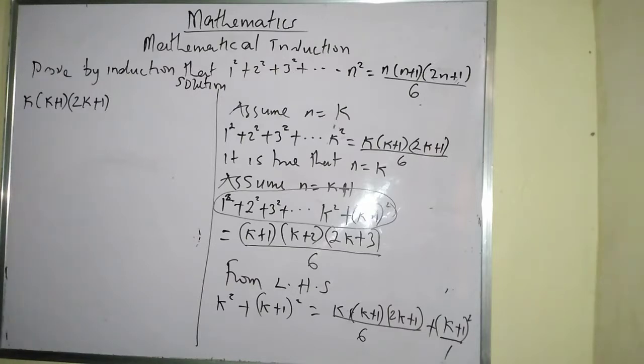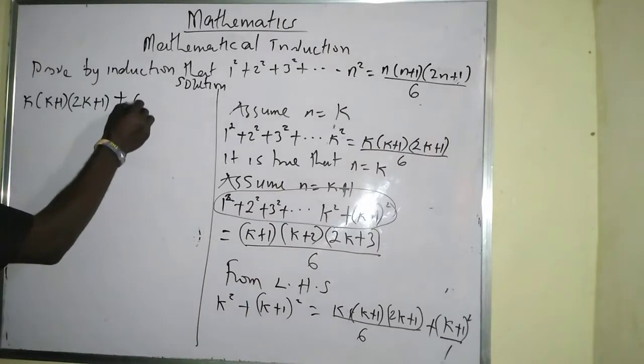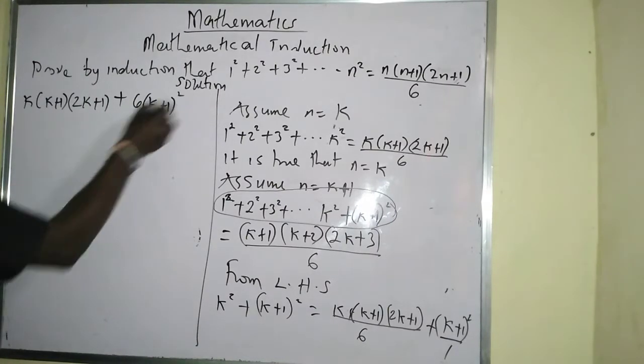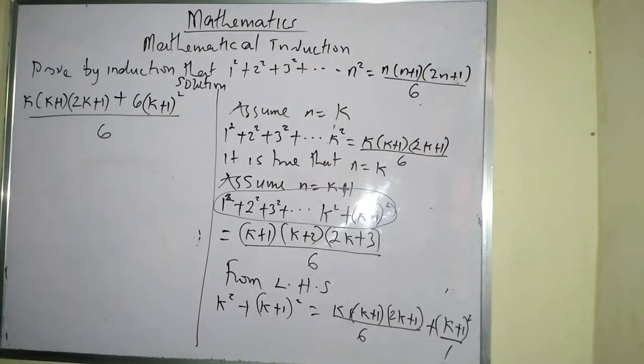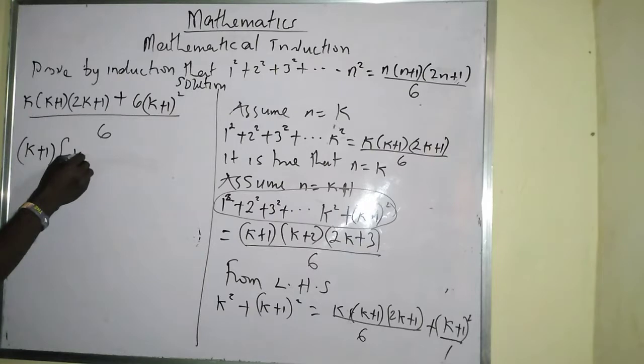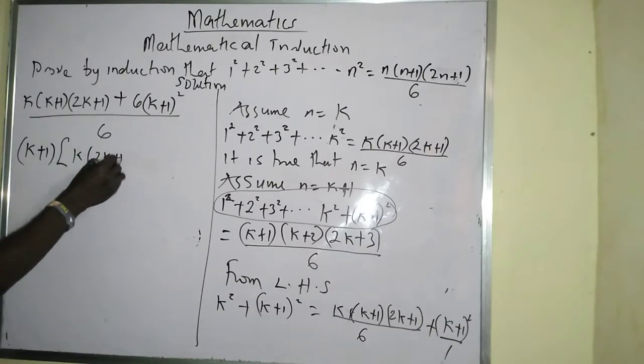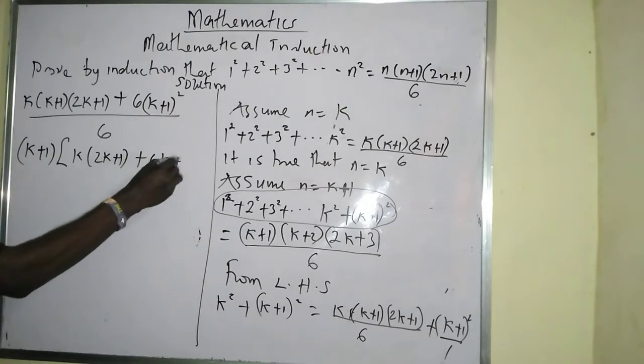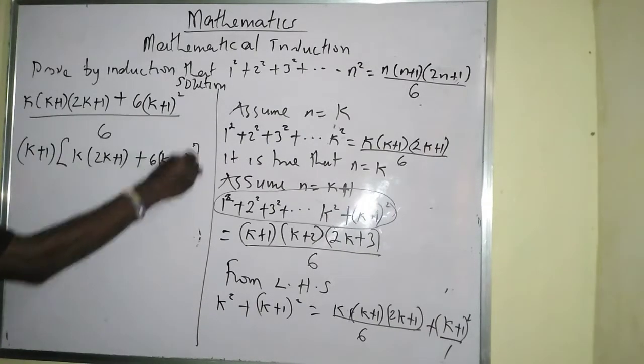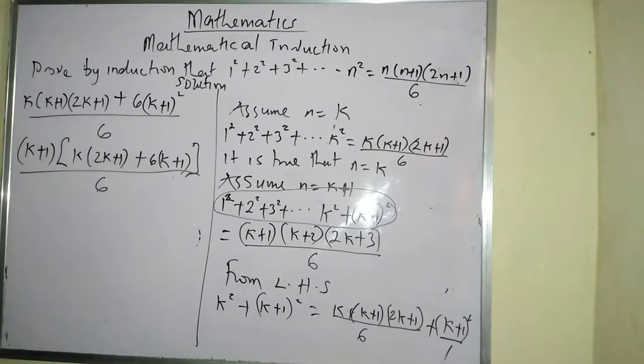Okay, this one will now be plus what? 6 times k plus 1 squared divided by 6. Now, since I have this, if I should expand this, is there anything here? This one, this one. Now, I can see that my k plus 1, I factor it out. Left with k bracket of 2k plus 1 bracket of 6k plus 1, divided by 6.